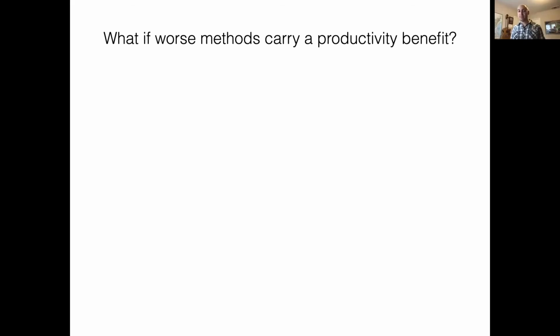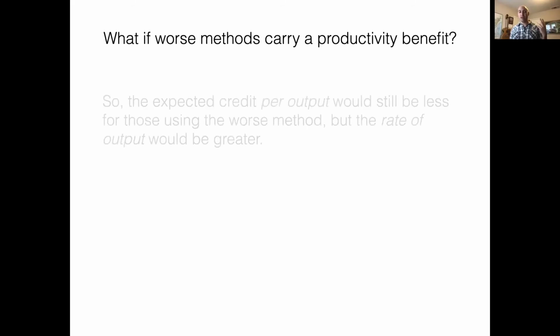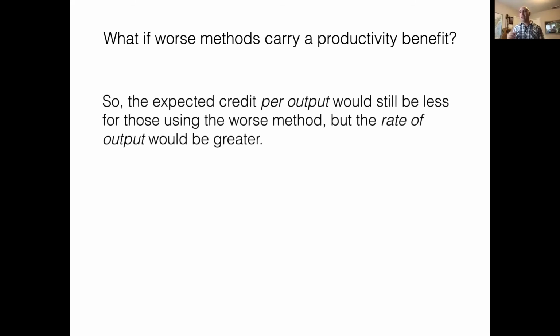This is potentially a problem. Thinking about it in the model, if the worse method carries a productivity benefit, then the expected credit per output is still going to be less for using the worse method, but the rate of output could be greater. So overall, you might be producing more work.